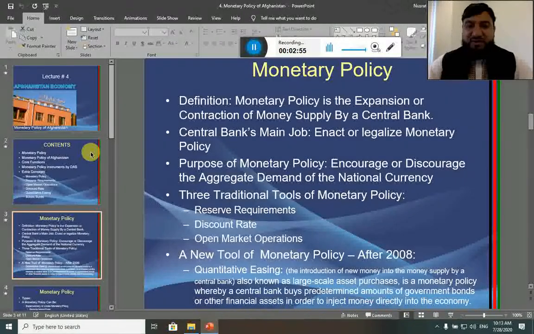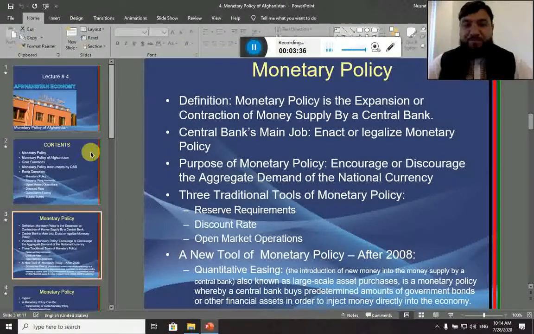When it comes to the definition, we can say monetary policy is a government policy made usually by the central banks for the expansion or the contraction of money supply. Let's discuss this definition word by word, divided into different parts, so you can easily get the meaning of what monetary policy is. Expansion of money supply and contraction of money supply. Before we talk about expansion and contraction, let's discuss what money supply means here.